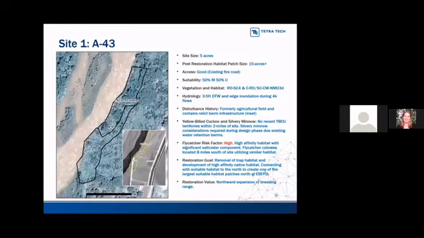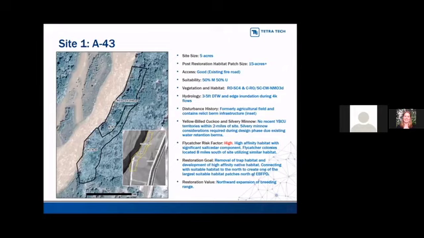Okay, so this is site 1, also known as A43, based on the original enumeration for the sites within the project. And this is the type of information that we compiled and present in the final flycatcher habitat restoration siting report. I think we are a little bit short on time, so I'll just go through some of the outline of it.